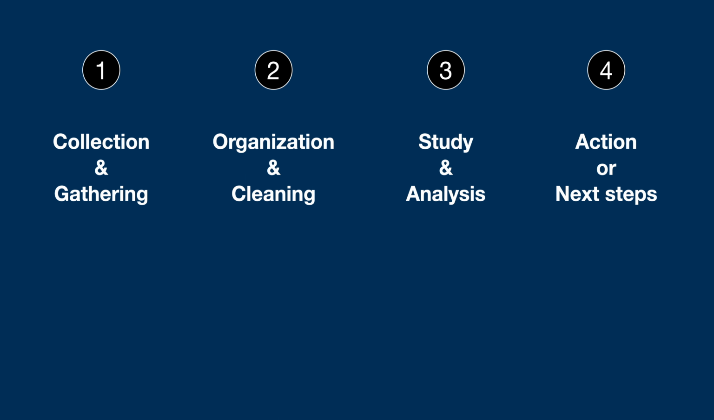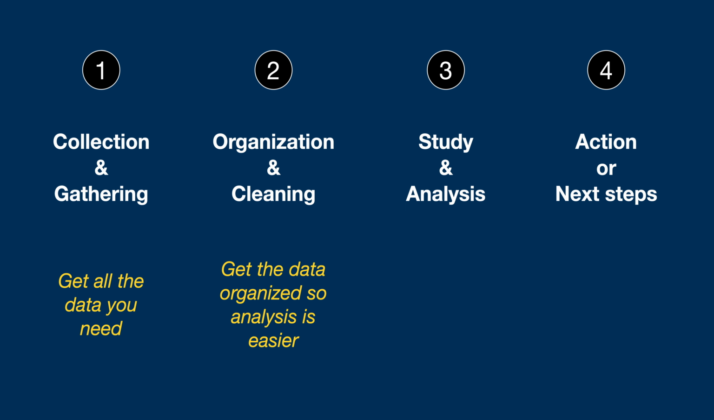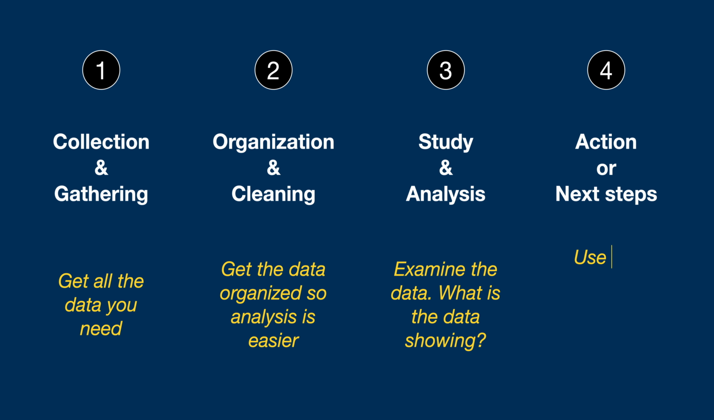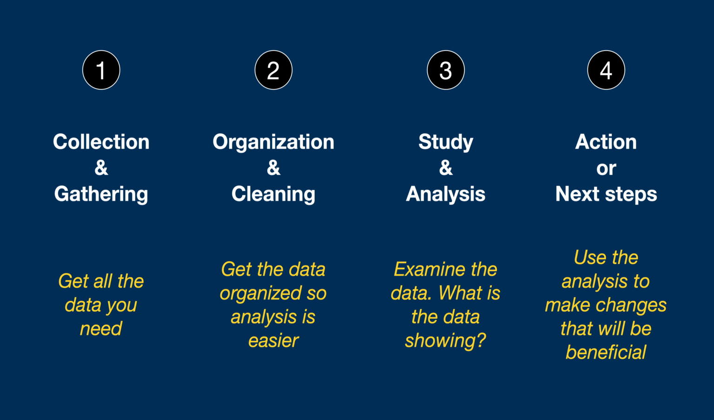In that first step, you're just getting all the data you need. The second step is needed because when you gather it, it's not going to be all nice and clean and organized. So in the second step you get the data organized and cleaned so your analysis is much easier. Then when the data is all nice and sorted out, you can move on to step 3, where you study and analyze the data. You examine it and look at what the data is showing you. And then after your analysis, you move on to the final step, which is you take your actions or next steps. You use the analysis to make changes that will be beneficial to your organization or company.